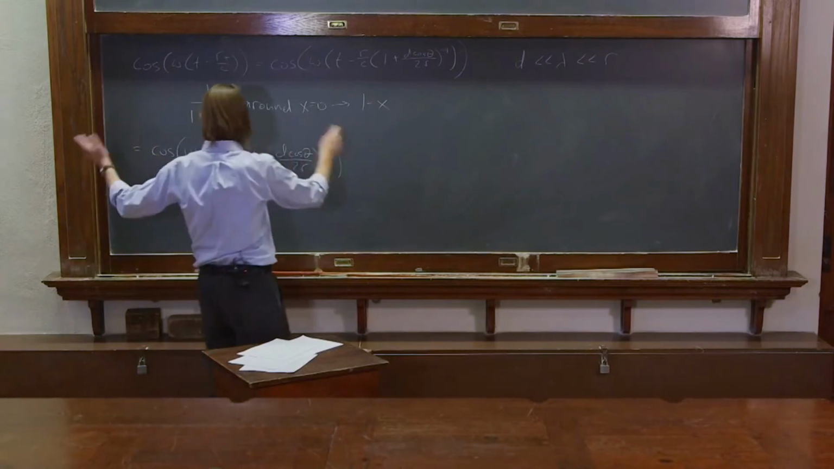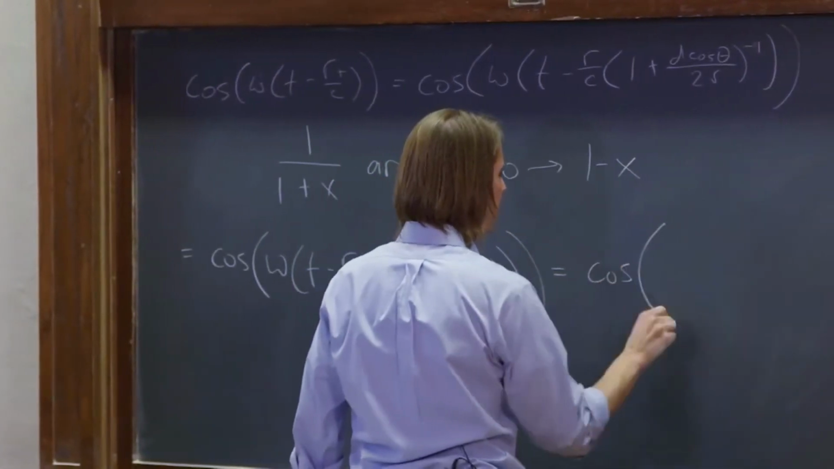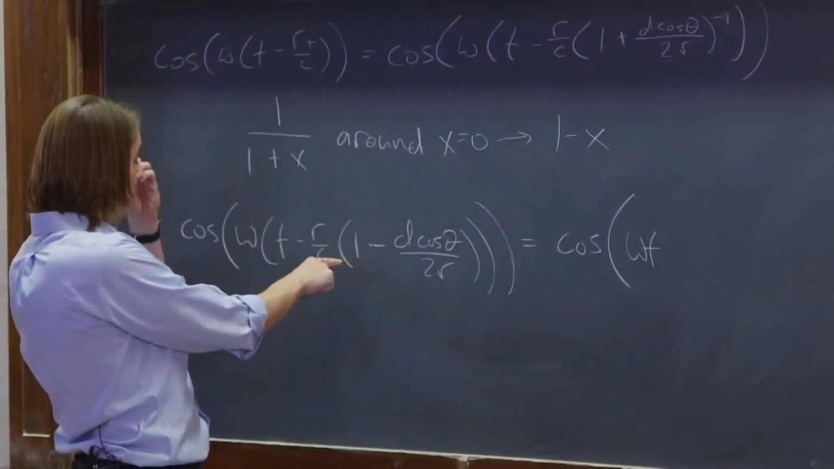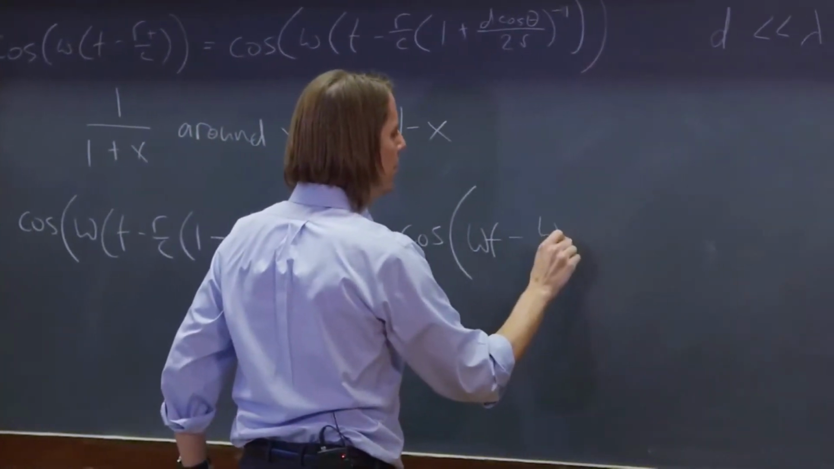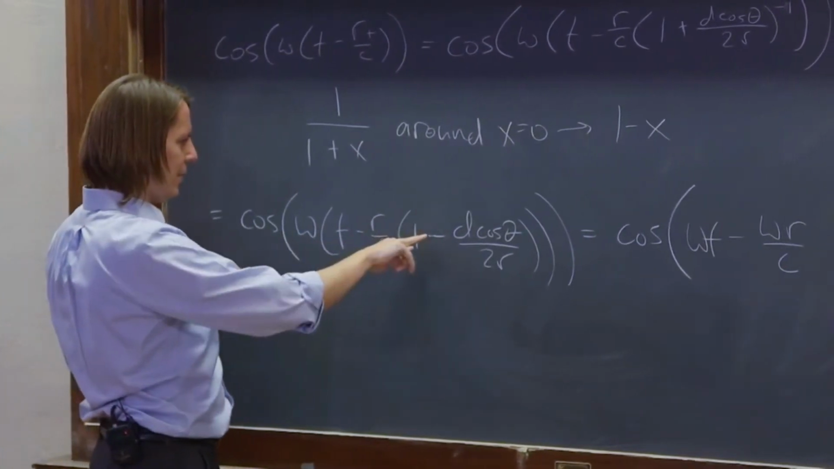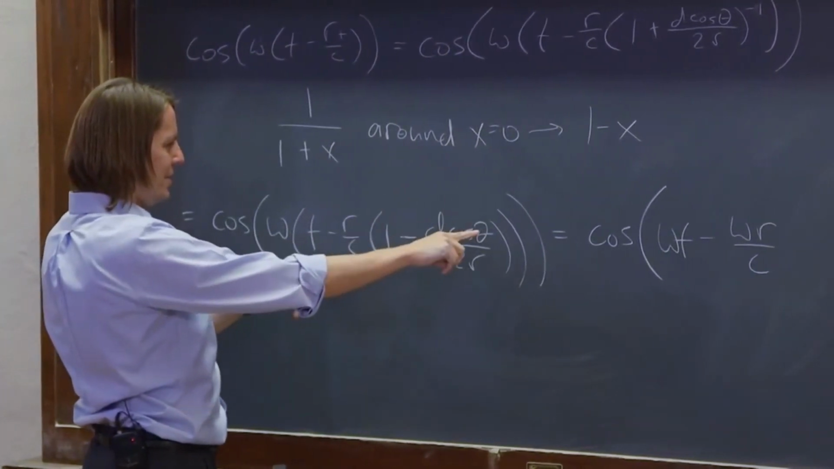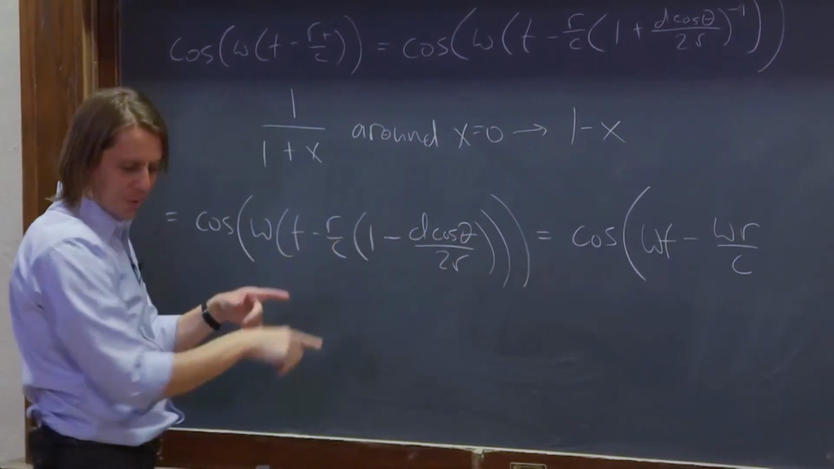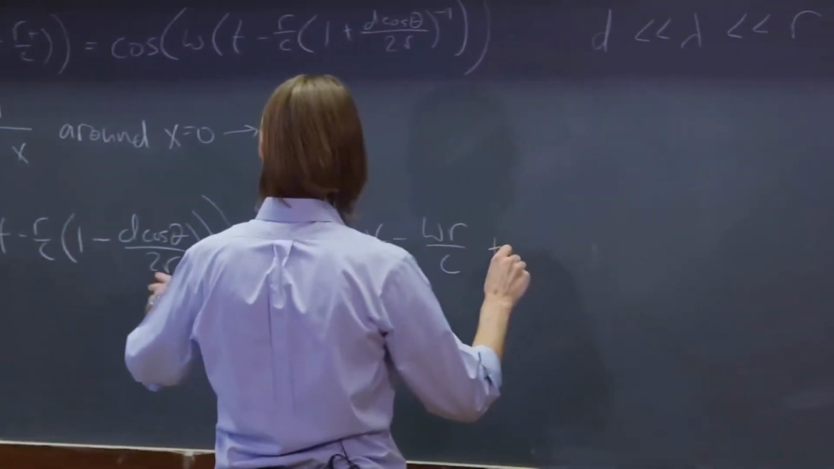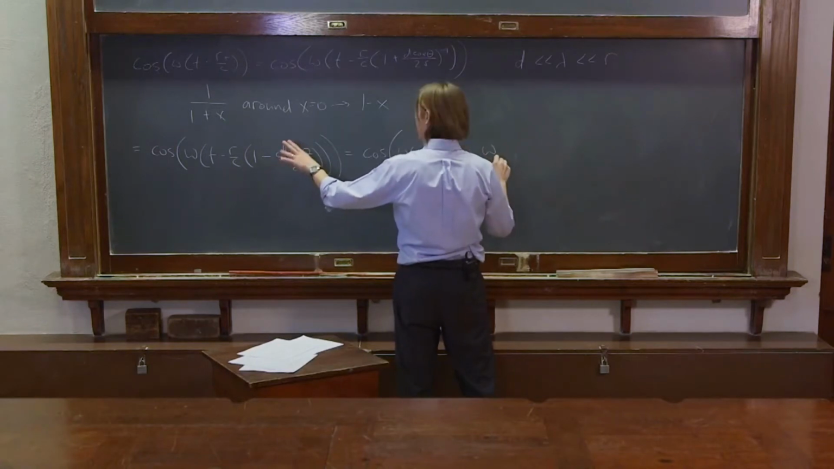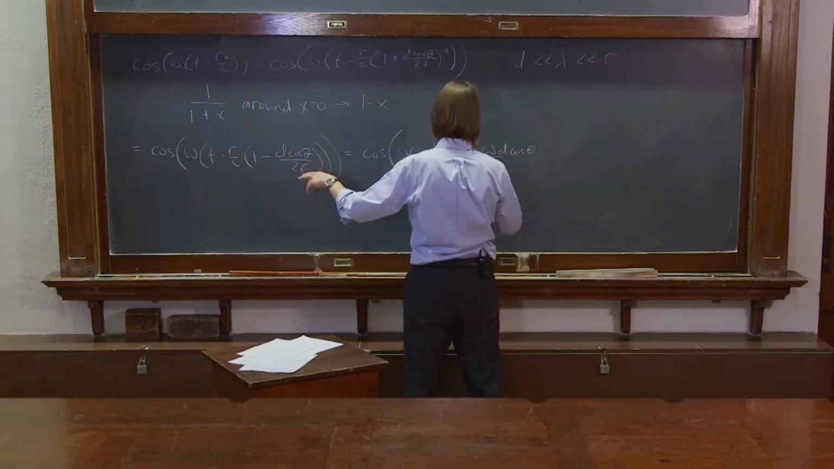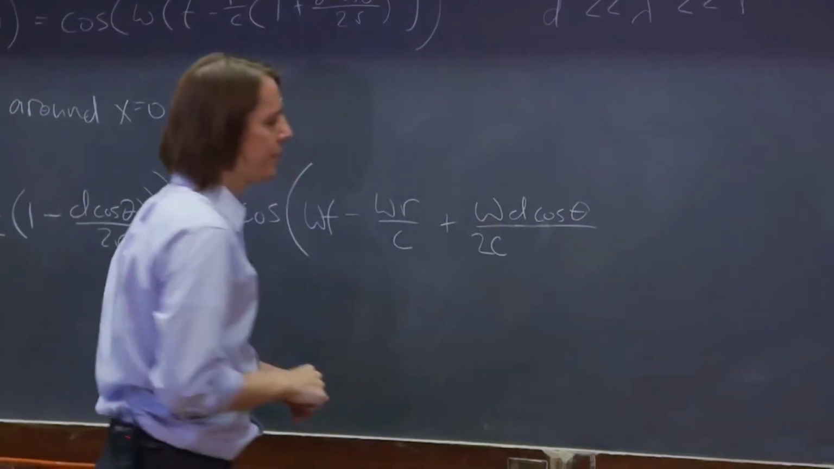Let's just distribute this whole thing out, and we're going to get cosine of omega t minus omega r over c, and then that's plus, the r's go away, d cosine theta over 2c with an omega in there. So all that together: omega, the r's go away, over c, and then we have a d cosine theta, and there was a 2 in the bottom.